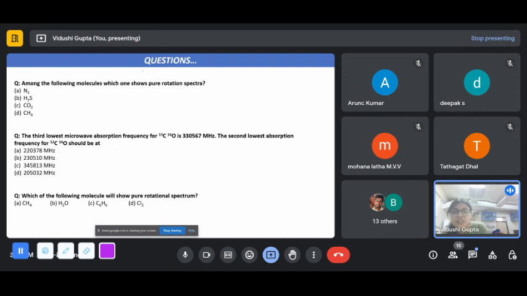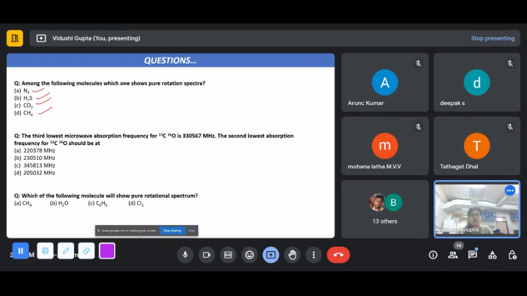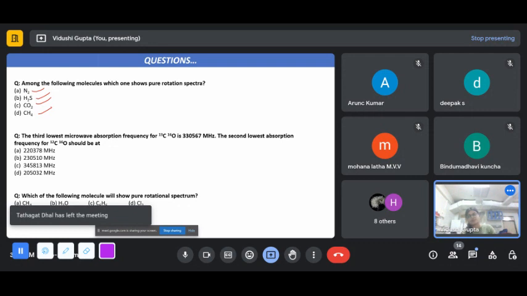Now let's solve some questions related to this. Among the following molecules, which one shows pure rotational spectra? N2, H2S, CO2, methane. Now you know the condition for why a molecule will be rotational active or microwave active. So what will the answer be? Which one will show pure rotational spectra?